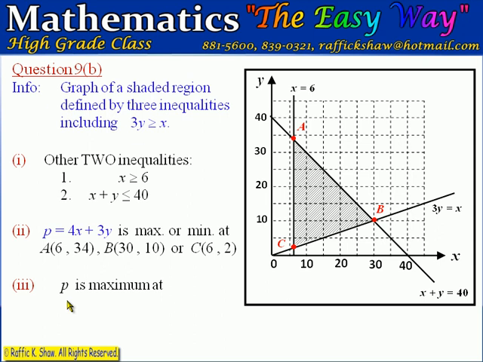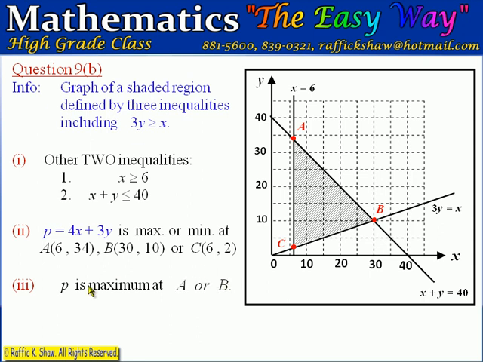Part 3 is asking us to find the point where P will be maximum. And as I explained, we don't have to analyze point C. The maximum value of P would be obtained at either point A or point B, and we therefore need to work out what the value at A would be and what the value at B would be, so we can compare both of them and see which one is greater. So let's go through that calculation.